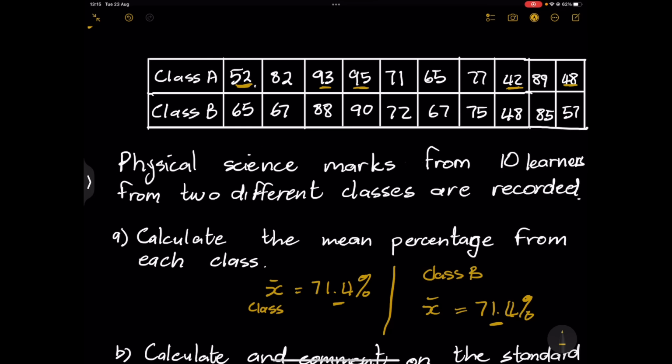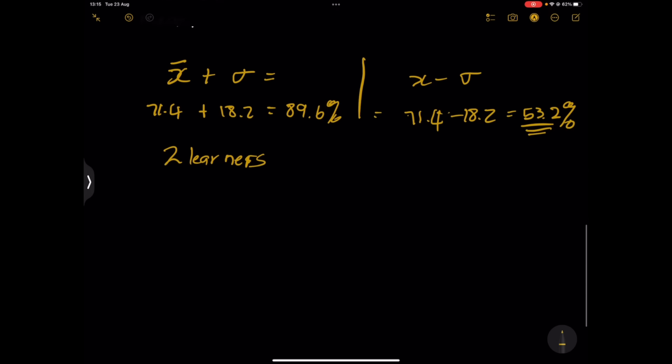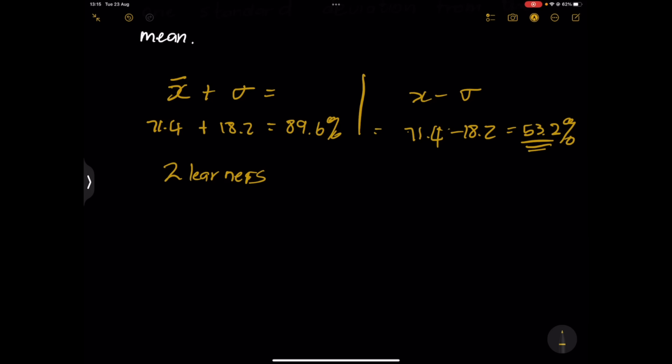In this case, that would mean that we've got an additional 3 learners that are more than one standard deviation below the mean. So that's 3 learners over here. I hope I'm explaining this well enough for you to understand. So in total, the ones that are either above or below one standard deviation from the mean, you've got a total of 5 learners.